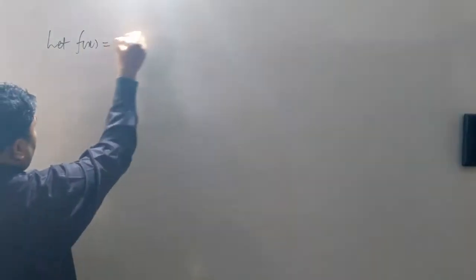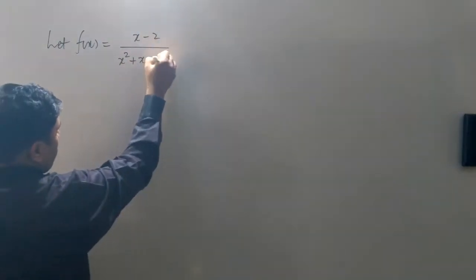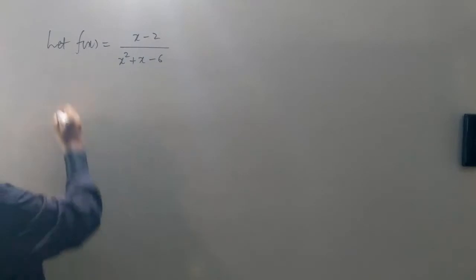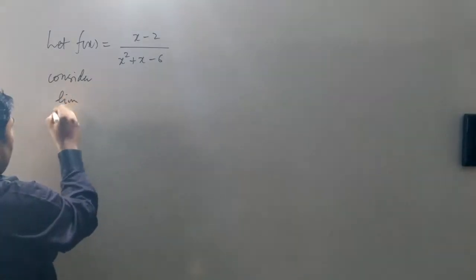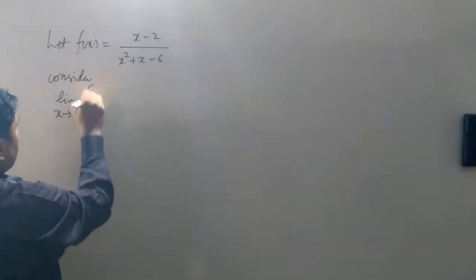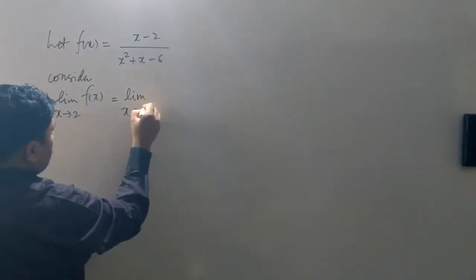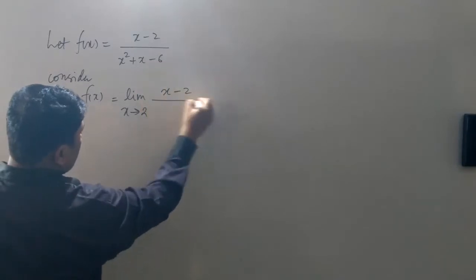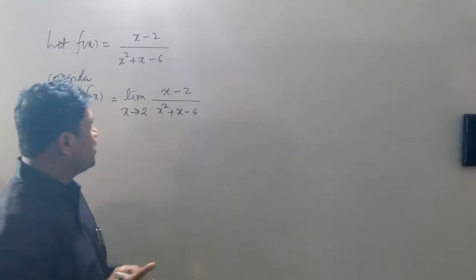Now we will consider one more example for limit. Suppose we have the function f of x is equal to x minus 2 upon x square plus x minus 6, and now we consider the limit for f of x as x tends to 2. Now this is what we will be having, limit x tends to 2 x minus 2 upon x square plus x minus 6.